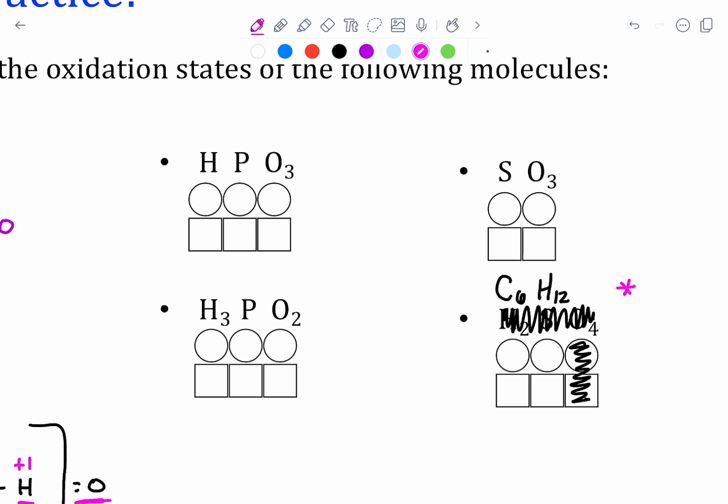For our first example, we have HPO3. So we follow our rules. We know hydrogen and we know oxygen. We know hydrogen is +1 and oxygen is -2. There's 3 of them, so we want to multiply those oxygens. We get -6. Hydrogen, there's only 1, so its total contribution is +1. HPO3 has an overall charge of 0. Therefore, the total contribution from phosphorus has to be +5. And since there's only 1, its individual oxidation number is also +5.